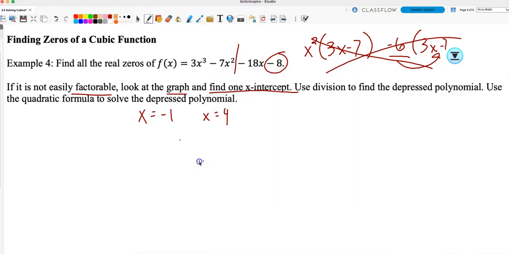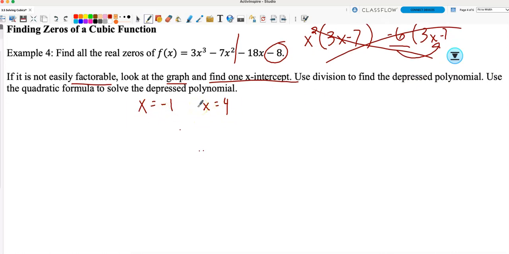So I just need one more answer. Okay? All right. So to do this, we are going to use division to find the depressed polynomial. So if you divide by something, that polynomial is depressed. So you get to pick your favorite x value. I'm going to use this negative 1. So if x equals negative 1 on my graph, what that means is x plus 1 is the factor. So think about when we were dividing polynomials. If it crossed at a negative 1, in my equation it will be a positive 1.